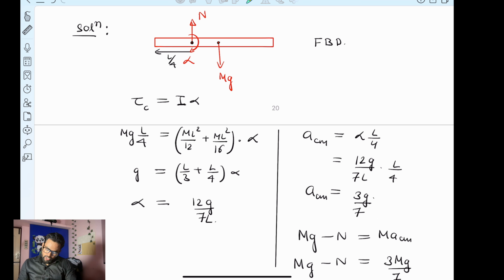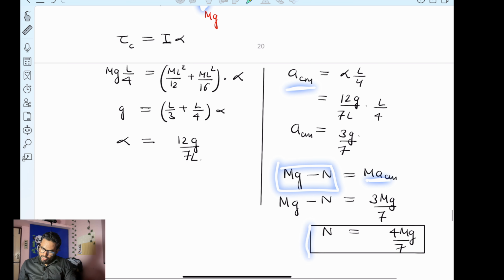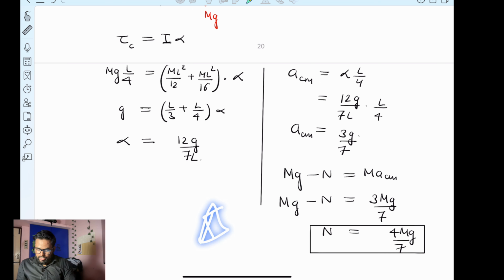Now making the equation in the vertical direction: mg downward, normal upward. mg minus normal equals mass into acceleration of the center. So normal would be 4 mg by 7.